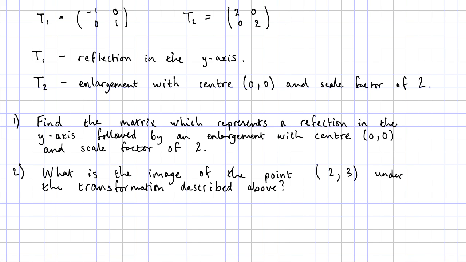Now I'm going to underline something here. I'm going to underline followed, so followed by. This would mean that the reflection in the y-axis has to come first, and this is going to be followed by the other transformation. So I need to make sure the transformation using this matrix happens first and then this one happens.